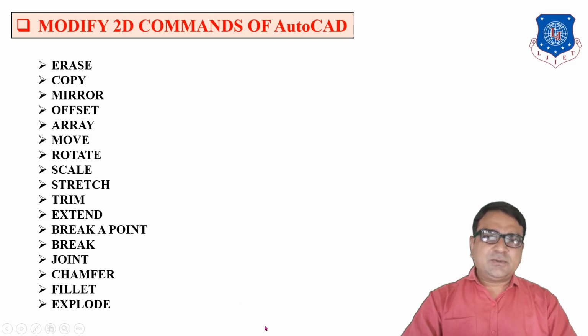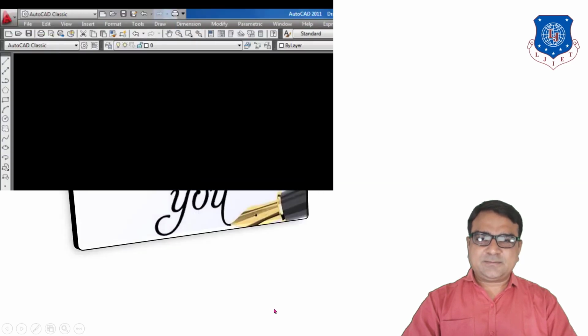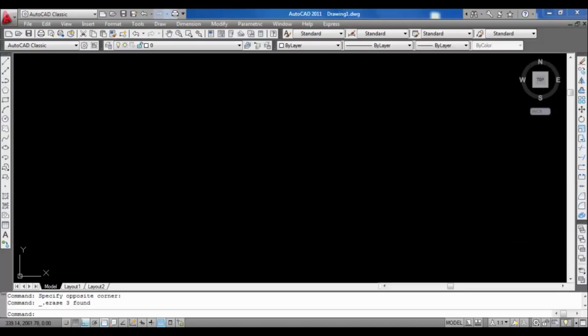Okay, so let us see in the AutoCAD software how to make a drawing using modify commands. Start your AutoCAD 2011 or any version. This is our home screen. Now the icons on your left represent draw commands, and the right side represents modify commands. Today we will learn modify commands.